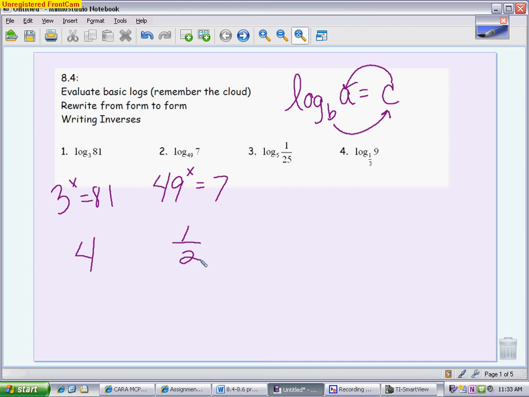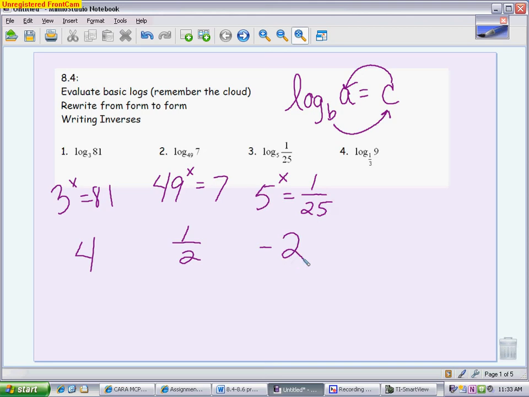The next one, same idea. You're trying to figure out 5 to what power equals 1/25. When you see fractions occurring, you want to think negative exponents because that's what creates that fraction. It moves something to the bottom. So I am squaring it to get to 25, but I'm also taking it to a negative power to get it to the bottom. So my answer here is -2.